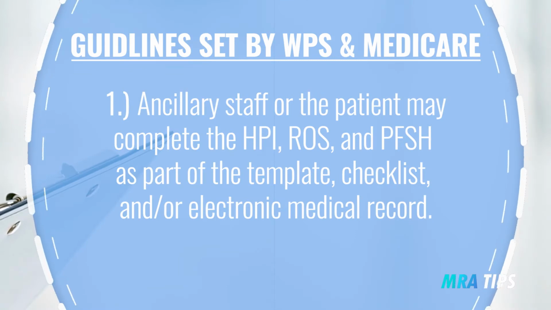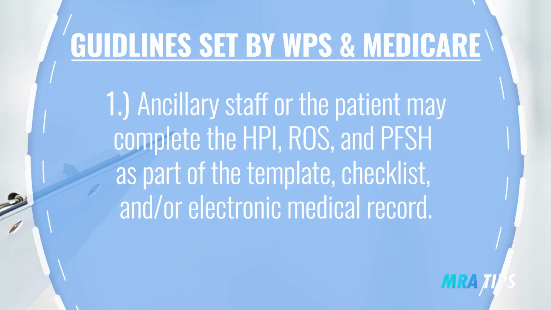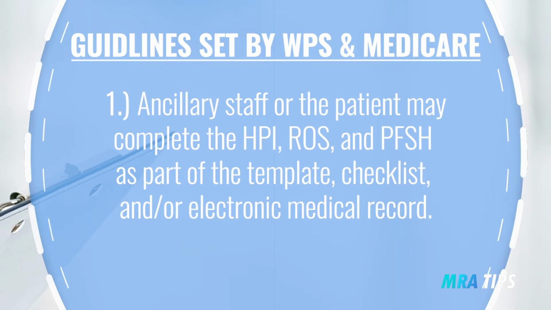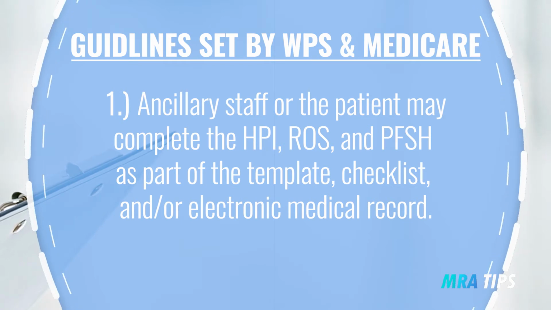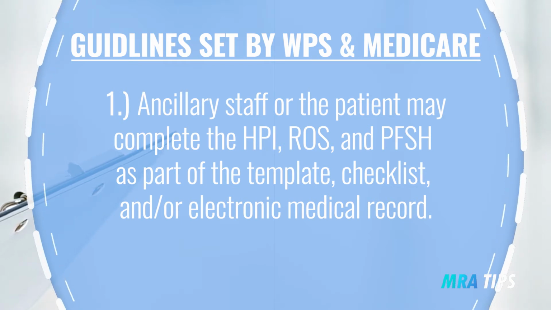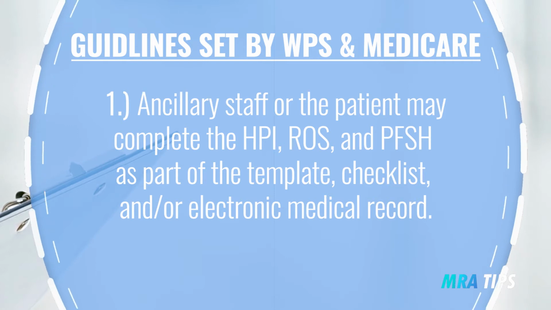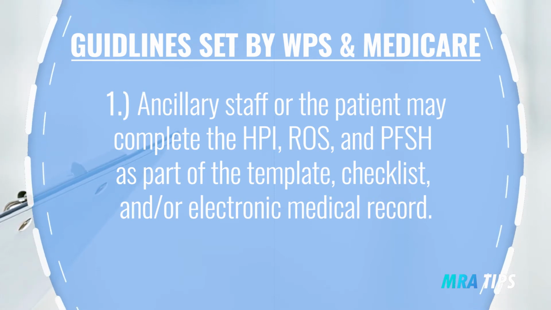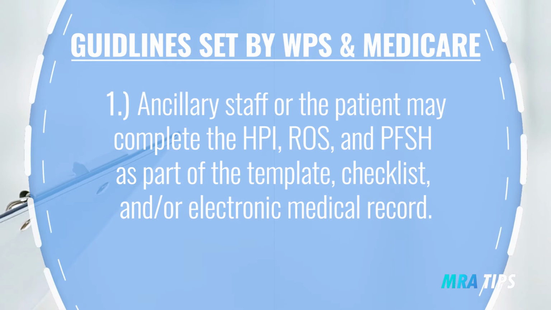Ancillary staff, MAs, or the patient may complete the following as part of the template: the checklist and/or the medical record, the history of present illness, review of systems, past family and social history, but the provider then must indicate that the information has been reviewed with the patient.